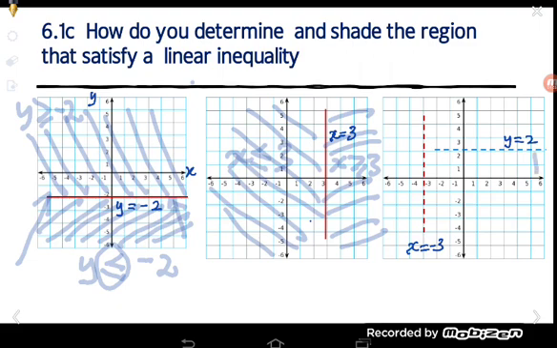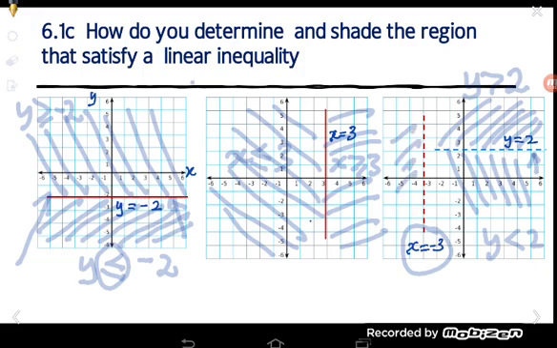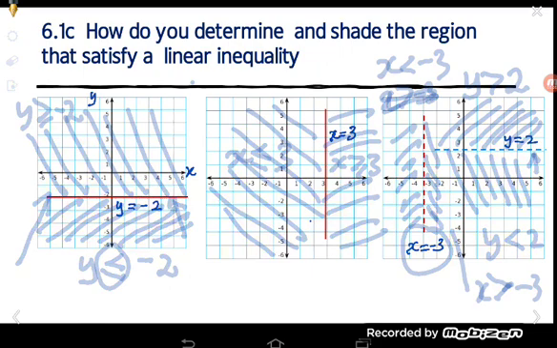Okay, now if you have this dash line, over here will be y more than 2, and over here will be y less than 2. Okay, and then over here x equals negative 3, so over here will be x more than negative 3, and over here will be x... oh, this one is a mistake already. This one is x more than negative 3. This one is x less than negative 3.